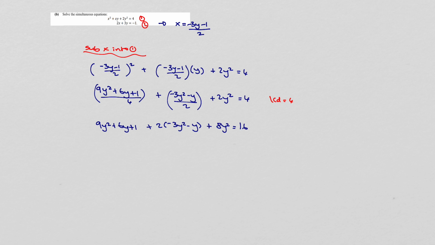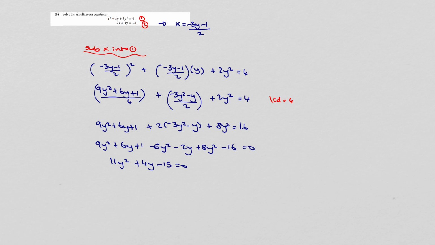Okay, so multiplying out our brackets then, we get 9y squared plus 6y plus 1 minus 6y squared minus 2y plus 8y squared minus 16 equals 0. And if I add all my like terms there, I have 9y squared minus 6y squared plus 8y squared. So that gives us 11y squared. And then we have 6y minus 2y, which is 4y. And then we have 1 and then minus 16, so that's minus 15 equals 0.